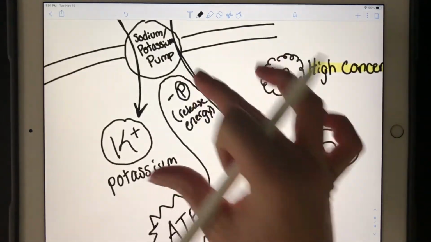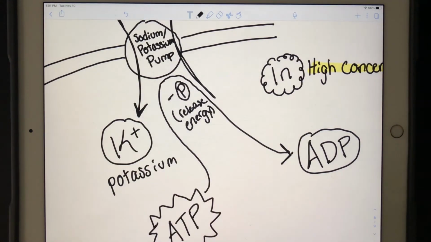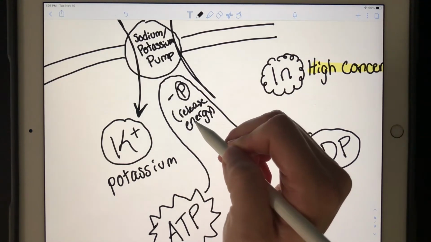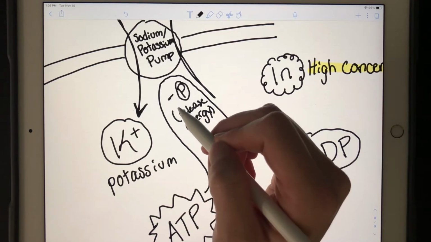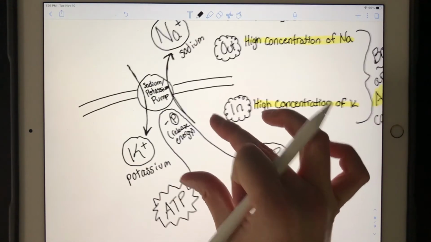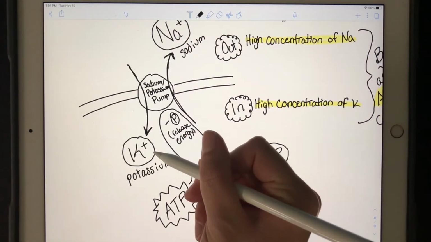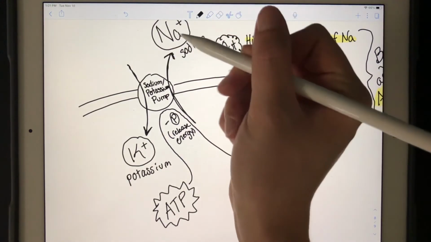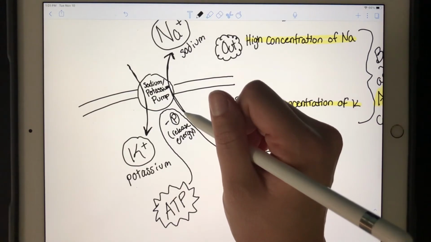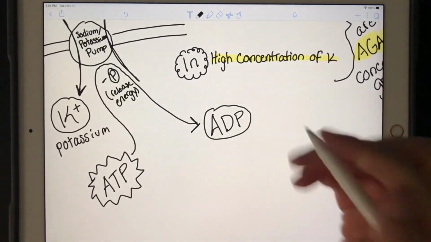So ATP traveled upwards to the sodium-potassium pump. It lost one of its phosphate groups, and because it lost a phosphate group, it broke that bond, therefore it released a great amount of energy. In fact, it released enough energy to pull in potassium against its concentration gradient and push out sodium against its concentration gradient. So it lost a phosphate. Now our ATP has become ADP.